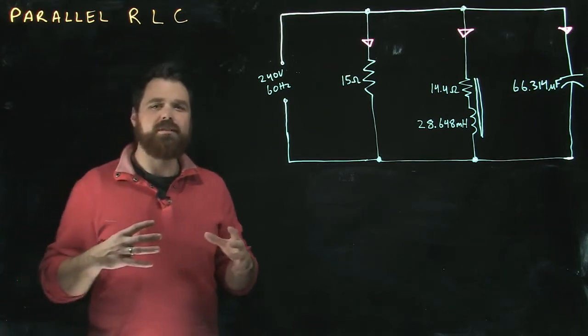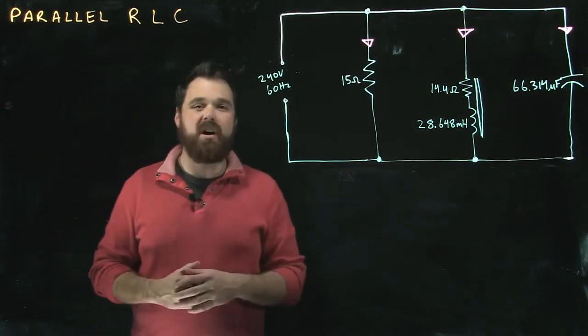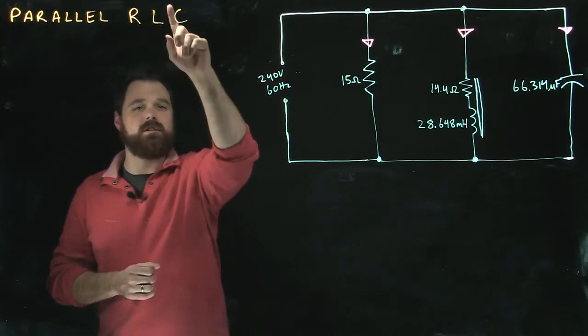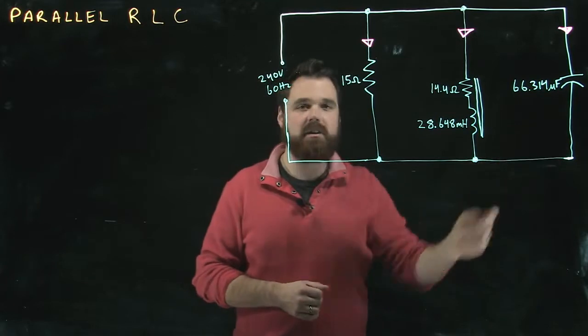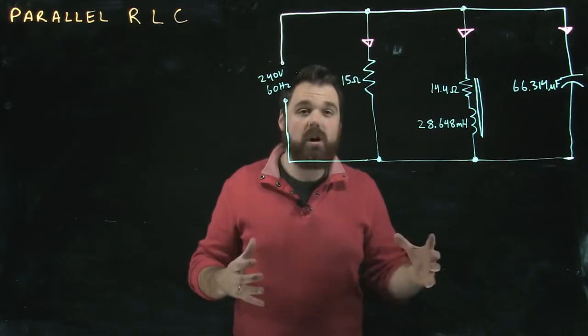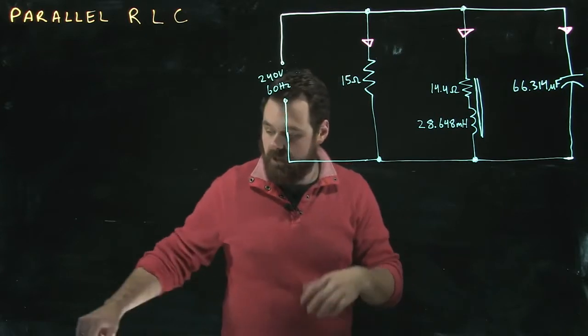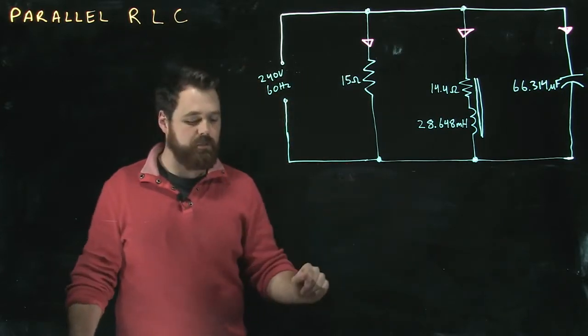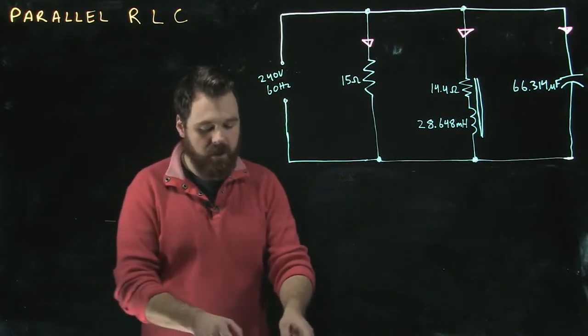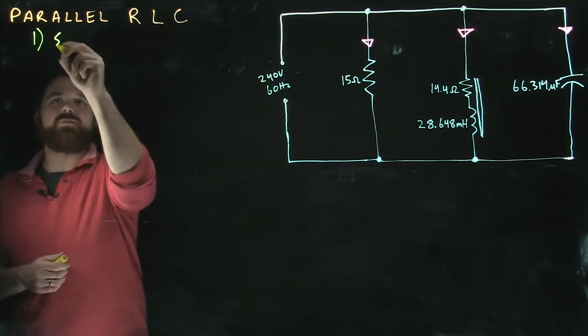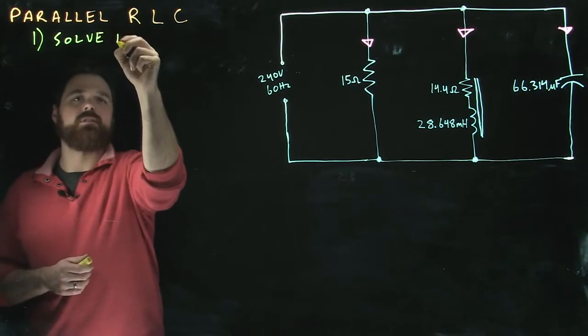I want to do a quick series of videos today about parallel RLC circuits. Parallel RLC circuits contain resistance, inductors, and capacitors. Not all parallel circuits are going to contain all three, but if we can solve one with all three, then we shouldn't have a problem solving one with only two. So the first step in parallel RLC circuits, step number one, is to solve each branch.